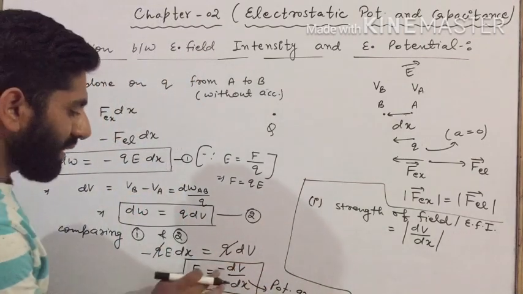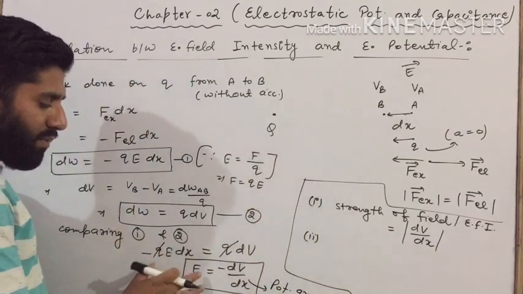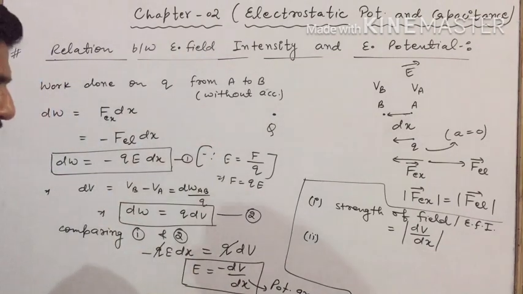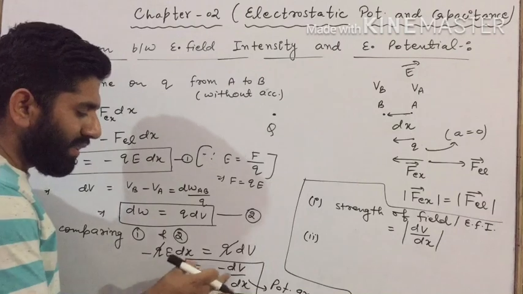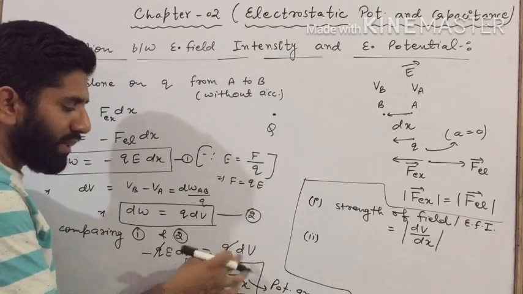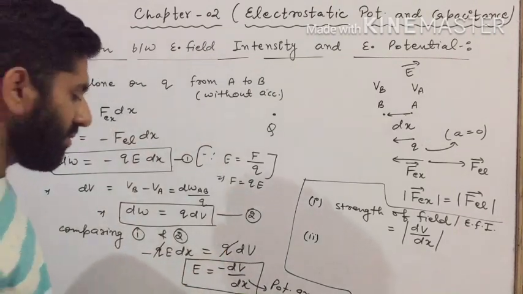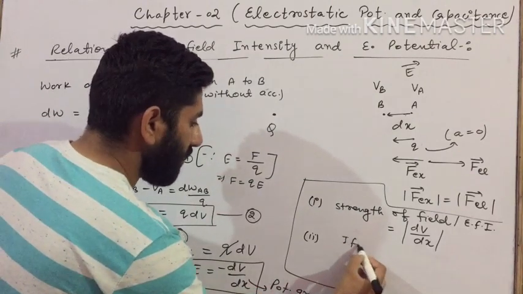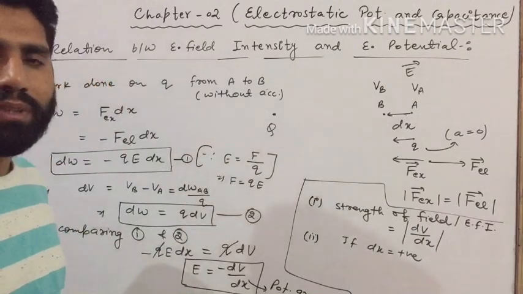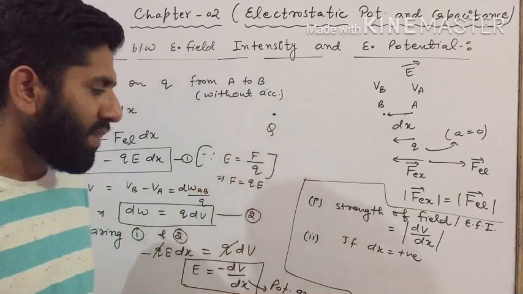What is the significance of this negative sign? Ultimately, I have to decide the direction of the electric field with the help of this negative sign. So we have to think in this way: in what condition will this term become positive? When this term becomes positive, that will be the direction of the electric field. So it will be clear to you. Suppose dx is positive. dx positive means we are moving away from the charge, away from the system.